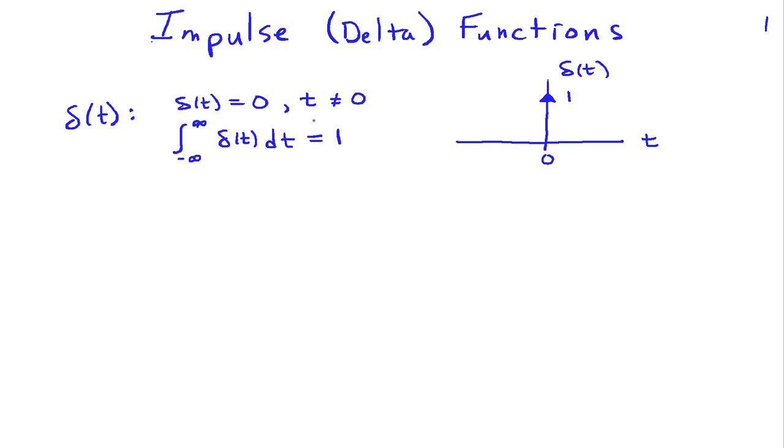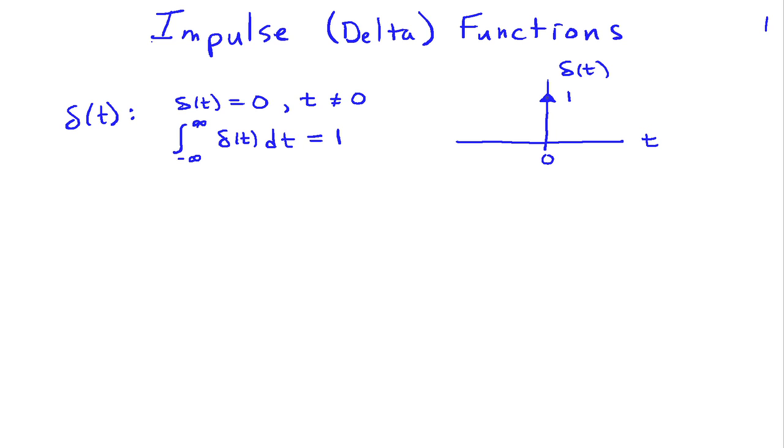Recall that an impulse or delta function is defined by two basic properties. One is that it's zero everywhere except at the origin, t equals 0. And the other is that it has unit area. That is, it integrates from minus infinity to infinity, delta of t dt equals 1.